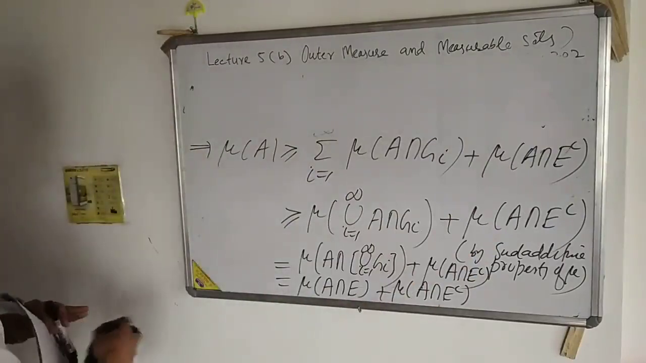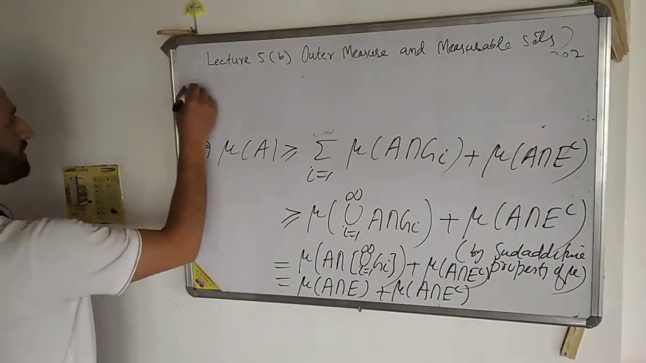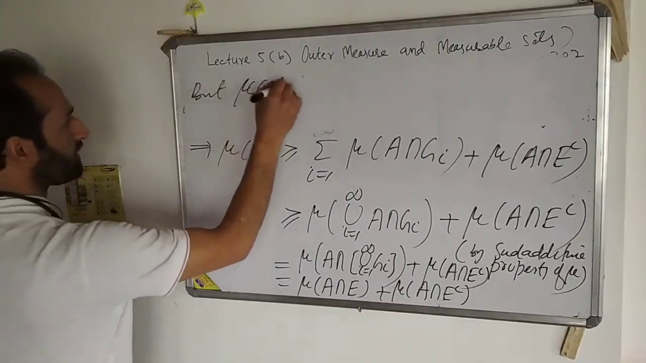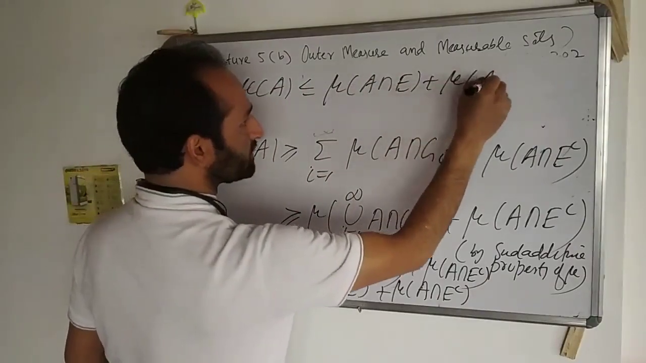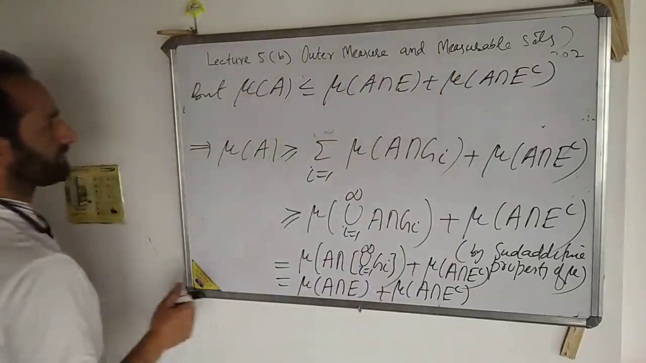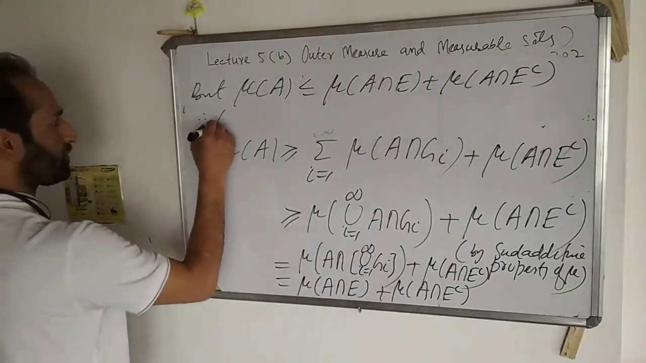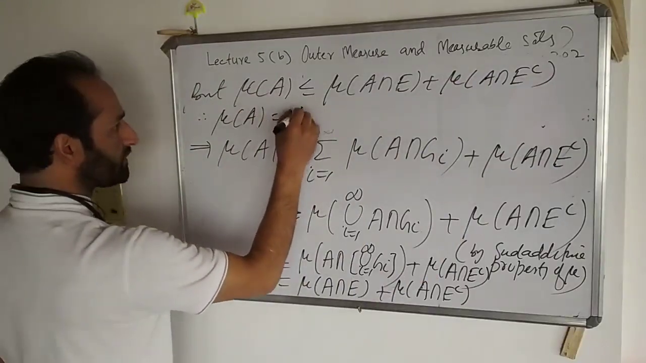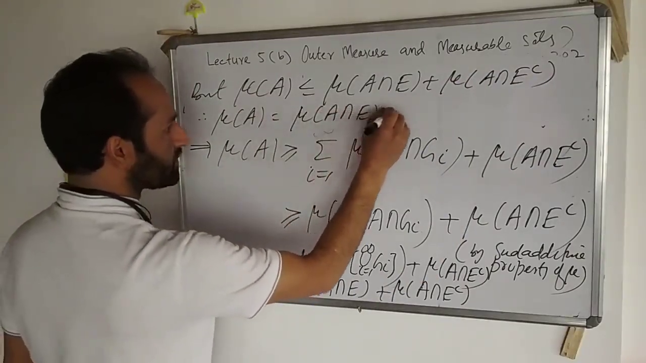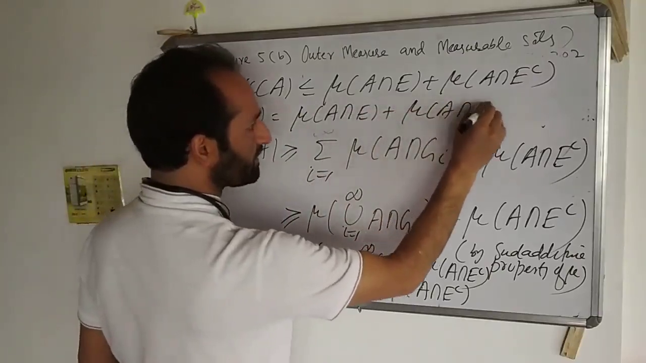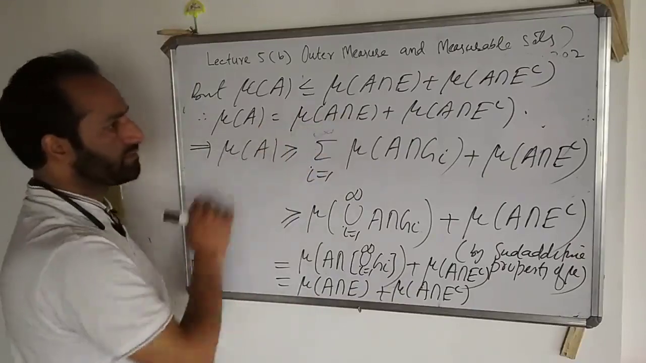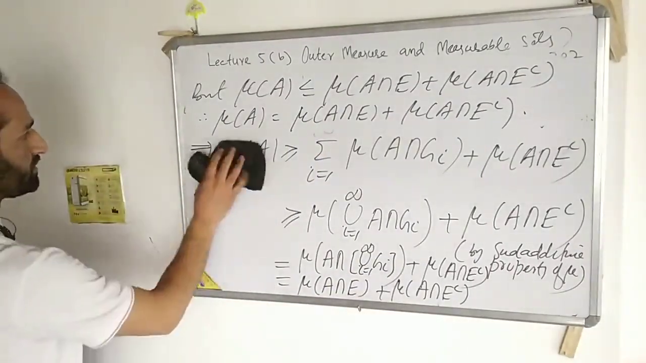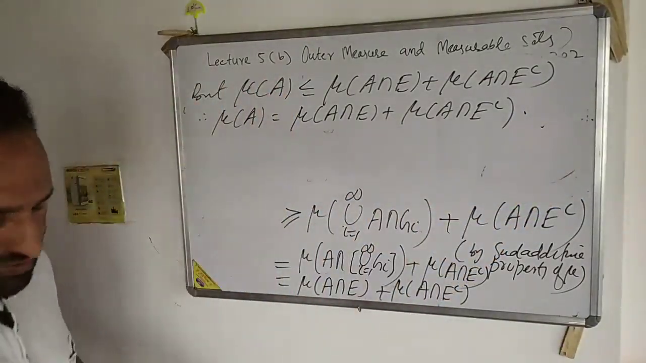So you have proved that mu of A is greater or equal to this, but mu of A is always less or equal to mu of A intersection E plus mu of A intersection E complement. So combining these two inequalities, therefore mu of A is equal to mu of A intersection E plus mu of A intersection E complement. So this proves the theorem, that E is measurable.